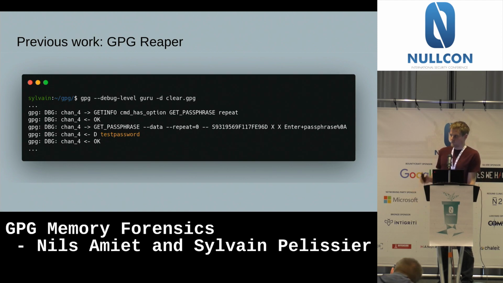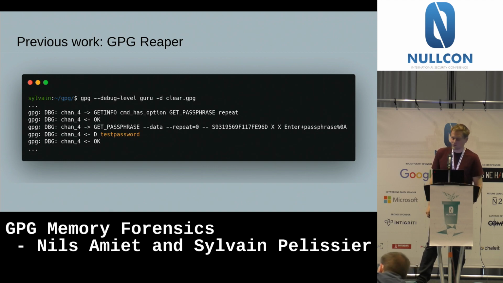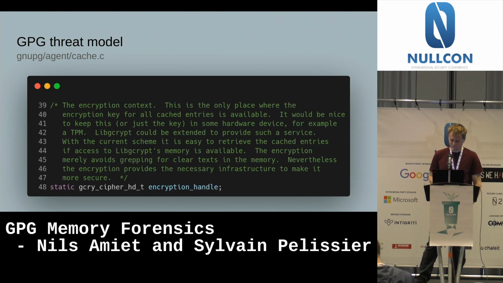So the problem of the cache was solved, but this debug level is still here because it's a feature. So if there is a passphrase in cache, you can still have access with this debug level. However, for our research, we were interested to know how the cache works for GPG, how the passphrases are stored in the memory.